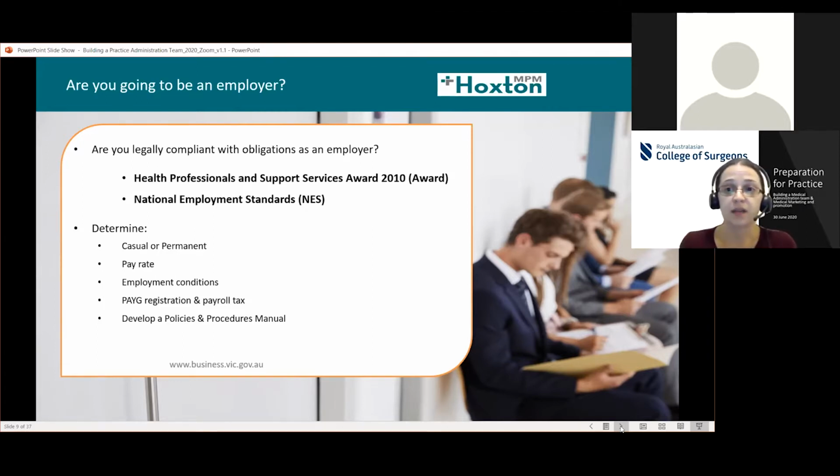And you also need to think about whether they're going to be casual or permanent staff. What are you going to actually pay them? What sort of conditions do you offer them? Do you need to be set up for payroll tax? Do you have policies and procedures in place? So there's a few things that you need to think about and establish before you start hiring people. It's really important that you make sure you put yourself in a position where you are going to be compliant as an employer. There's a lot of risk if you don't.